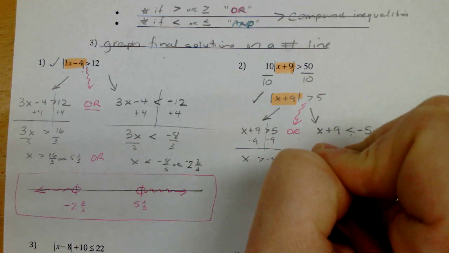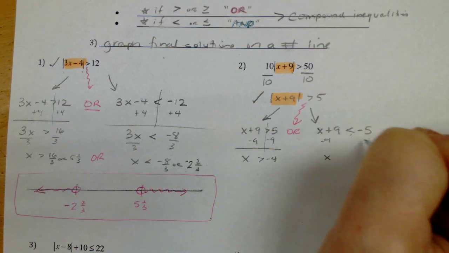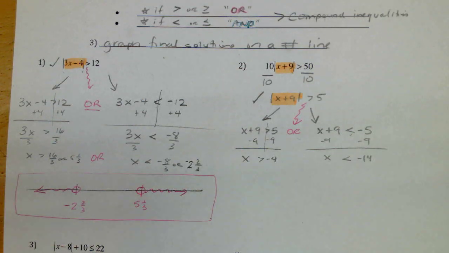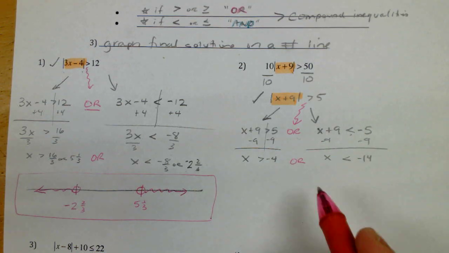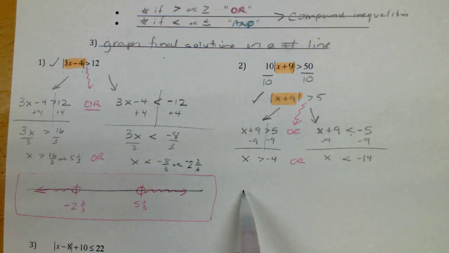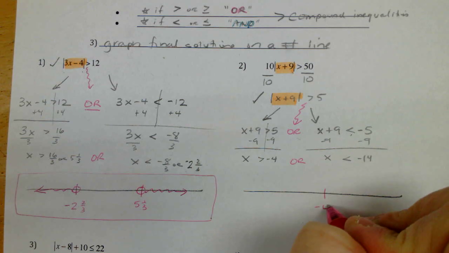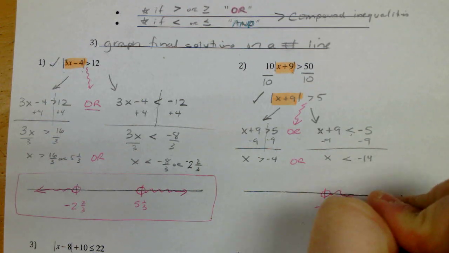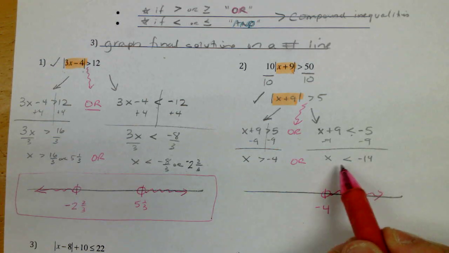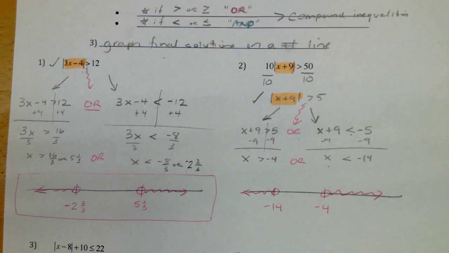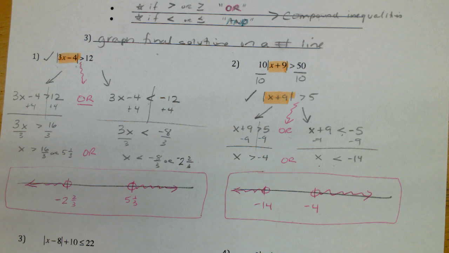Minus 9, minus 9. And put the or back in the middle. Set up our number line. X is greater than -4. So maybe I stick -4 here. Open circle, shade right. X is less than -14. Open circle, shade left. Okay, final answer, both of those regions.